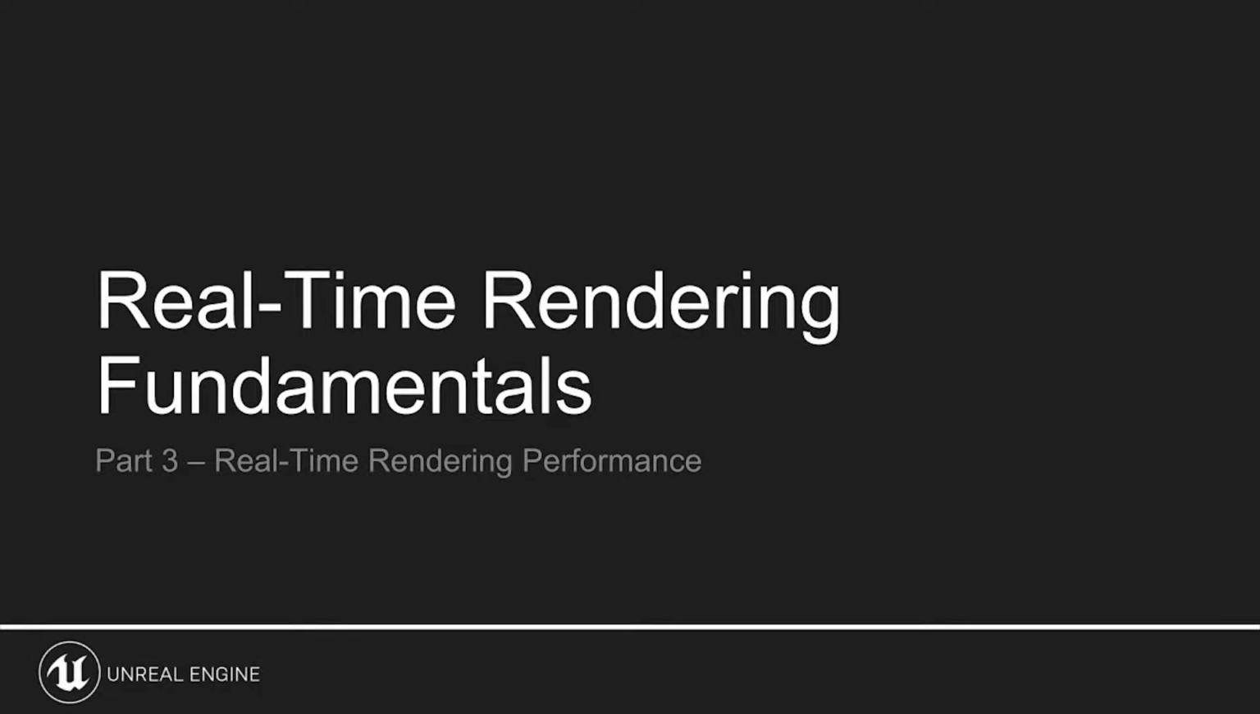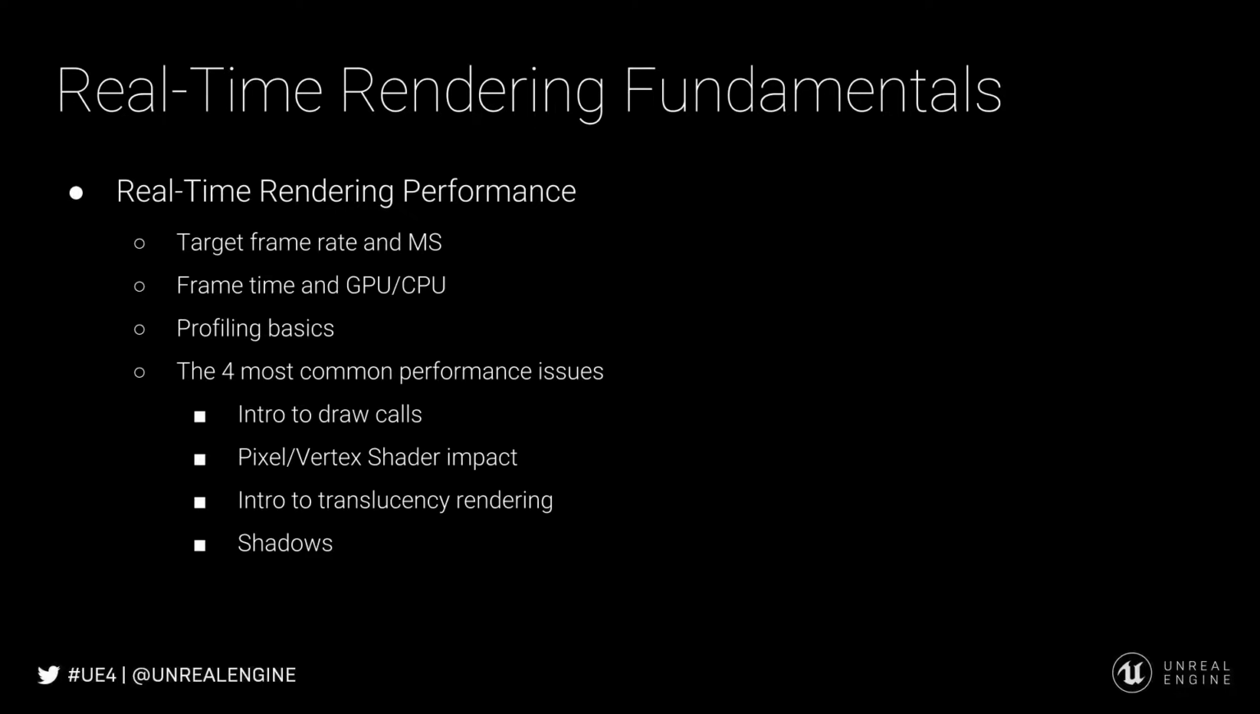Welcome. In this chapter on real-time rendering fundamentals, we are going to take a look at performance, target frame rate and MS, the frame time, GPU and CPU, profiling basics, and the four most common performance issues, which means the draw calls, pixel and vertex shaders, translucency, and shadows. Let's start off with the target frame rate and MS.